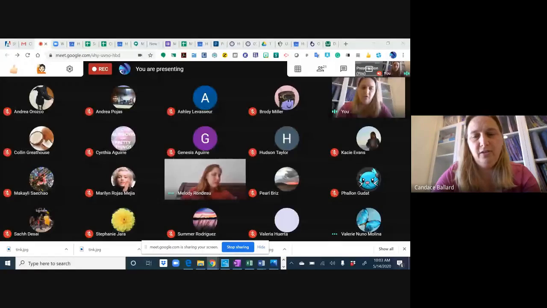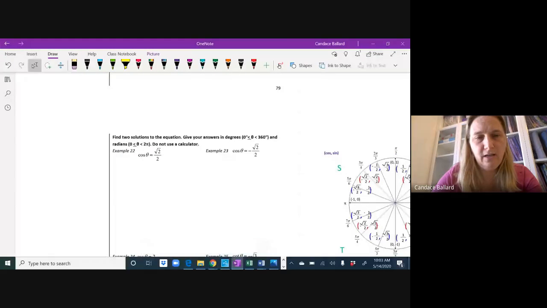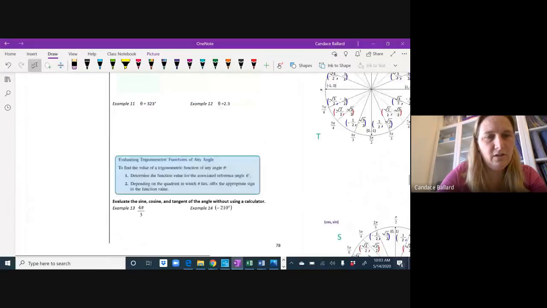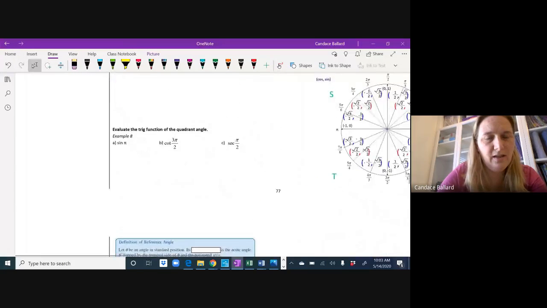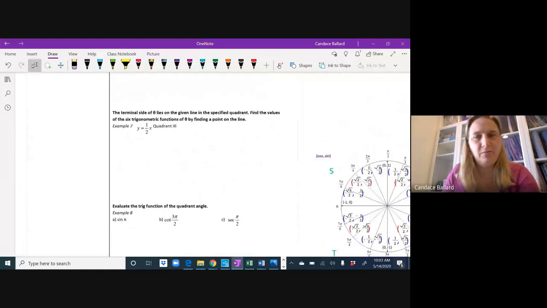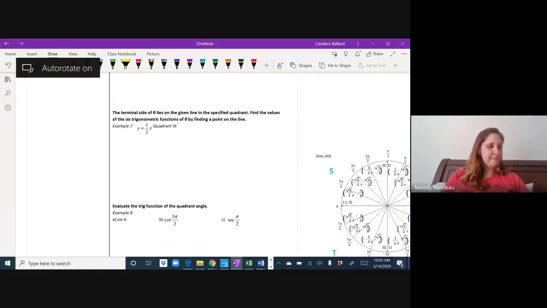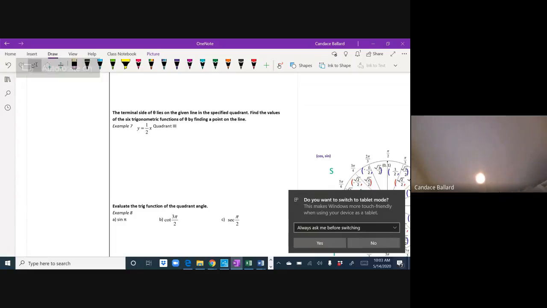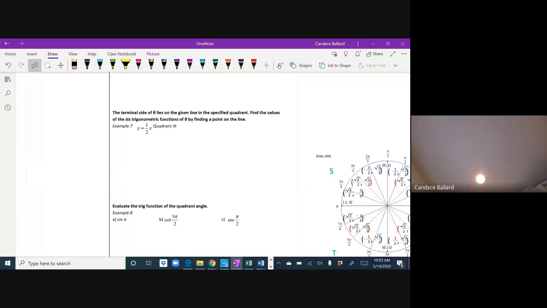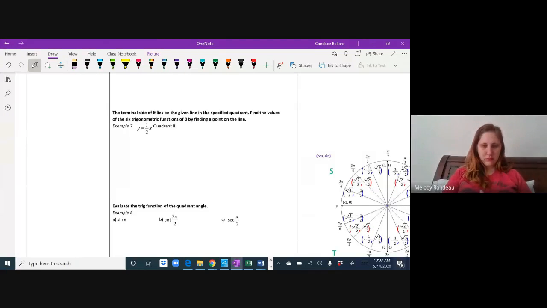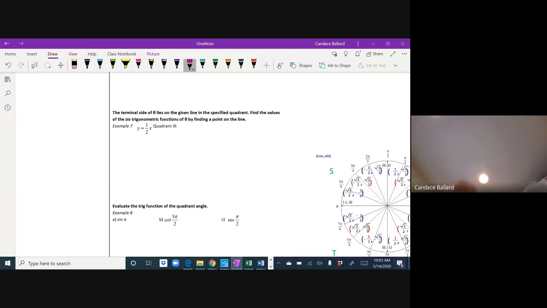You should be hopefully seeing my screen, and we should be in unit circle-ish kind of stuff. I'm starting with example 7. Correct, Ms. Rondo? Correct. Okay, here we go. So I have the terminal side of theta on a given axis, a given specified quadrant. Find the values of the 6 trig functions of theta by finding a point on the line. This one's a little bit goofy, okay?